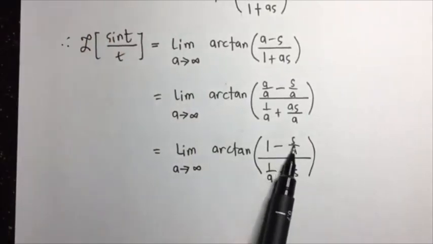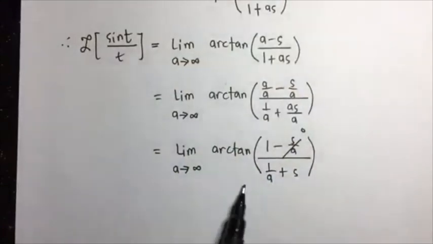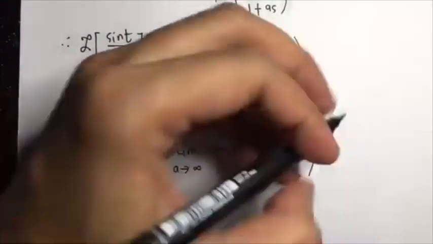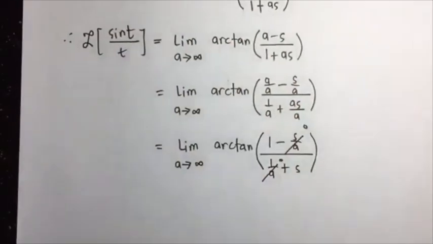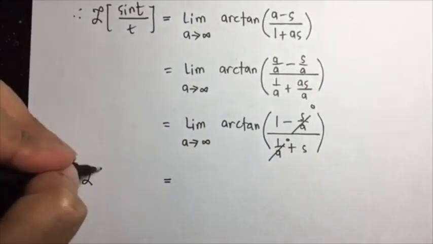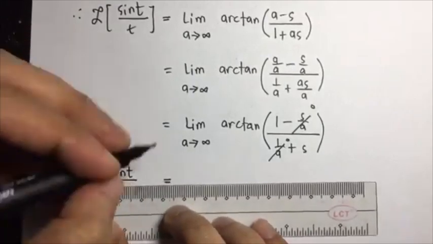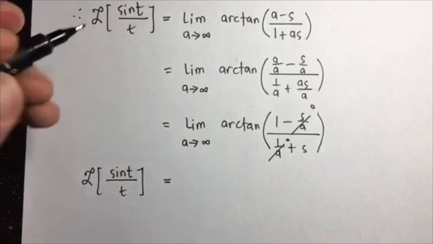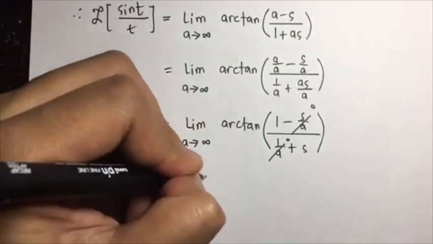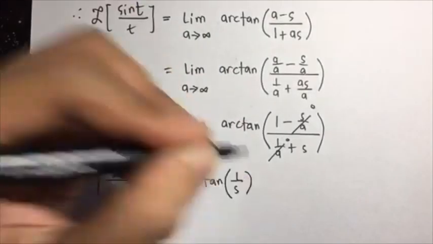Okay, so as you can see, these terms now, s over a as a approaches infinity becomes 0, and 1 over a as a approaches infinity also becomes 0. So therefore, the Laplace transform of sine of t over t is equal to arctangent of 1 over s.